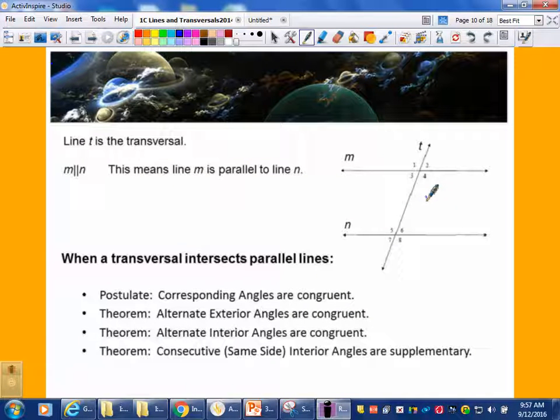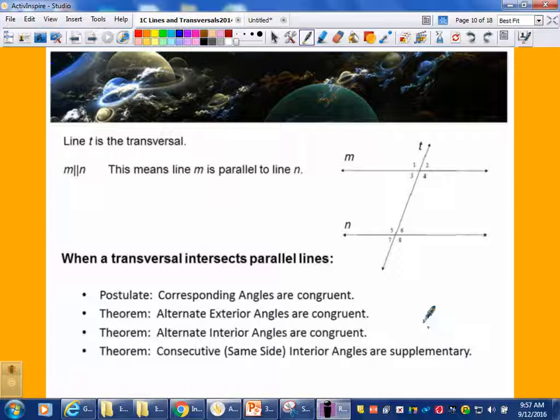Now, another thing that causes a lot of cool relationships with these types of angles formed from a transversal is if the two lines being intersected are what we call parallel, meaning they do not intersect. If a transversal intersects two parallel lines, there are some postulates and theorems that come about. The first postulate is corresponding angles are congruent. Then we've got alternate exterior angles are congruent, alternate interior angles are congruent, and consecutive angles are supplementary.